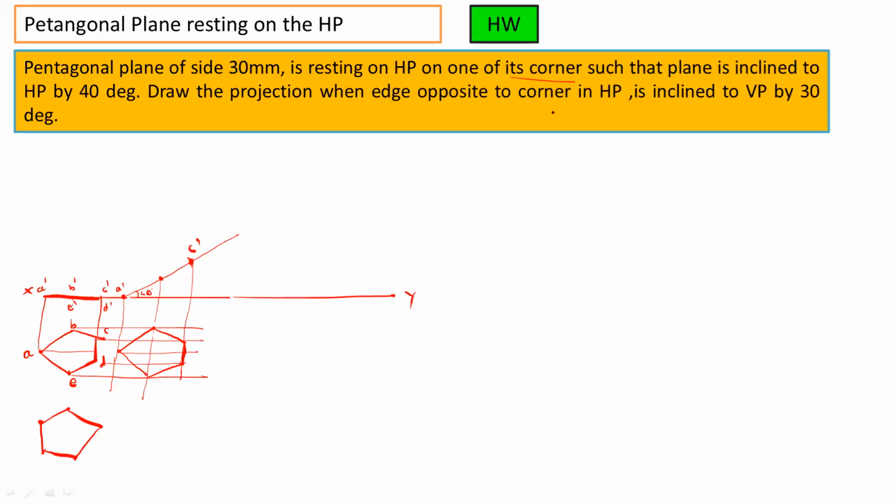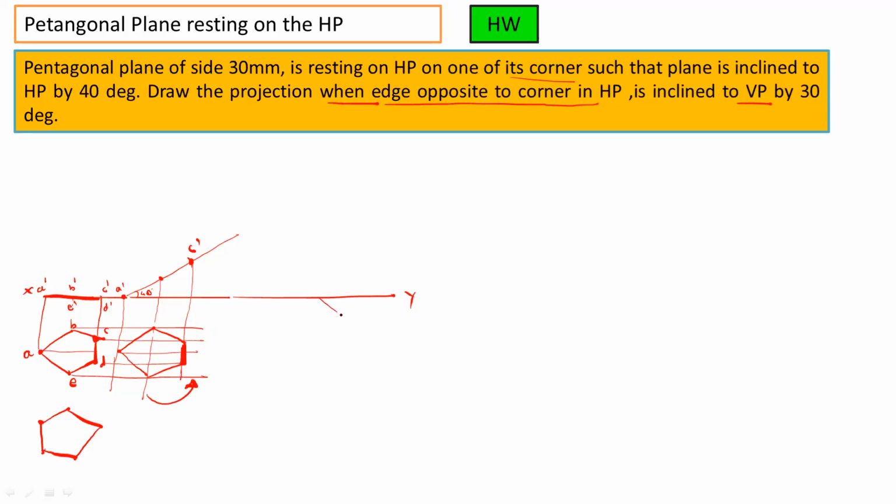In the last stage, observe the inclination. Draw the projection when the edge opposite to the corner, which is in the HP, is inclined. So that means corner A is in the HP. The opposite edge, that means edge CD. Okay, that edge is inclined to VP by 30 degree. So that means we need to rotate this top view in this direction so that this edge will become inclined with the vertical plane by 30 degree.